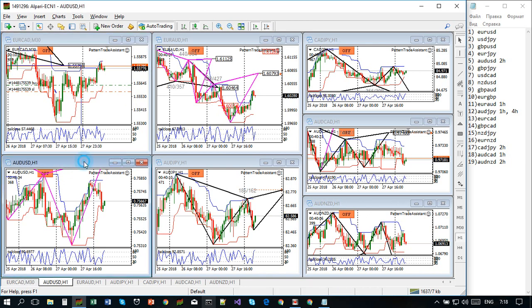So I first found Aussie Dollar. This one I already have something running, don't pay attention to this. Found Aussie Dollar, and then let's go in this order: Euro Aussie, then Aussie Yen, then Canadian Yen, Aussie Canadian, Aussie New Zealand. So if two of them complete at the same time, the priority is this one, and I will not take the second. I can only have two trades running at the same time.